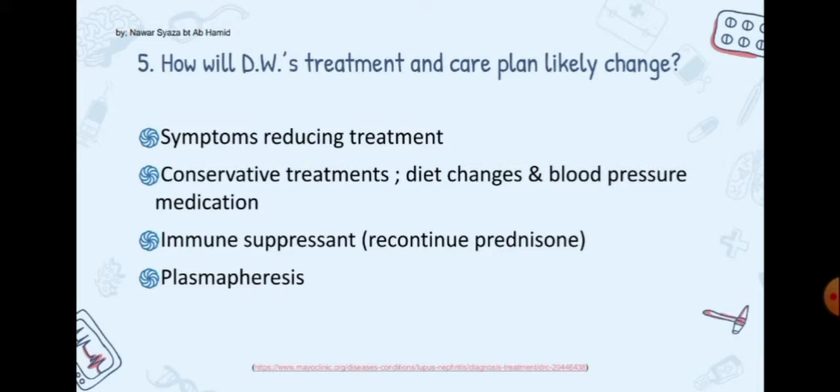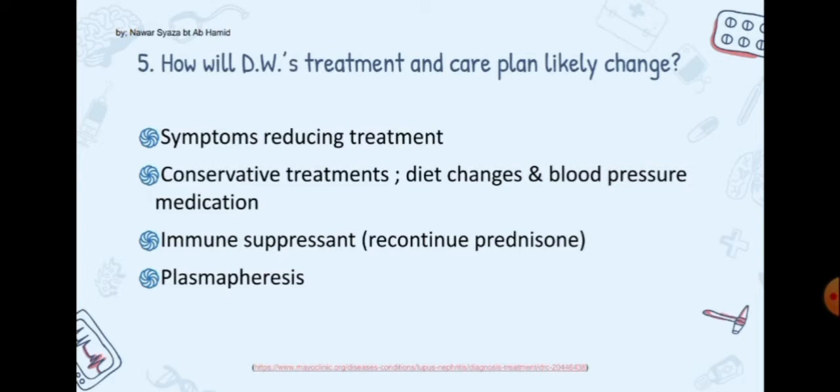Diet changes include reducing intake of protein and salt in the daily diet to improve kidney function. Blood pressure medication, on the other hand, helps control blood pressure and at the same time also prevents protein from leaking from the kidneys into the urine, which is a condition called proteinuria. Diuretics can also help in getting rid of excess fluid.